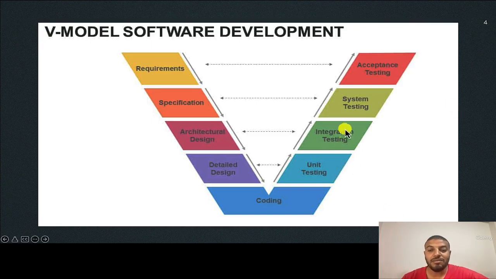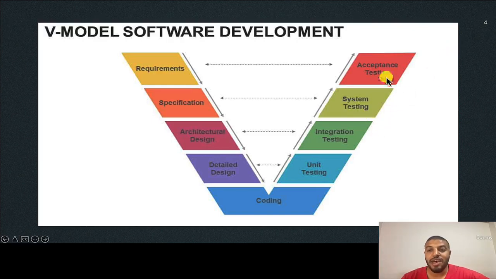Then after it comes the integration testing. So in integration testing, you test the integration between different components or units. Okay, so when I sign up, will I be able to log in with the same user or not? After this, you get a whole system. So you begin testing the whole system.